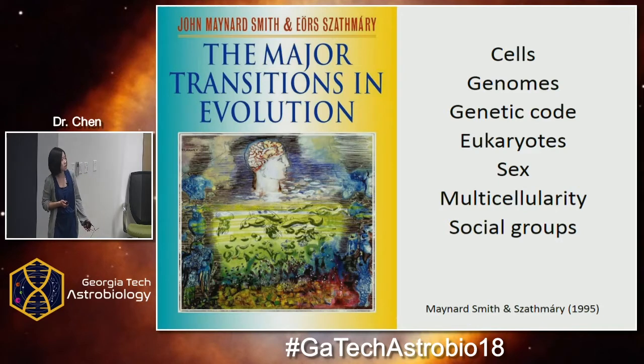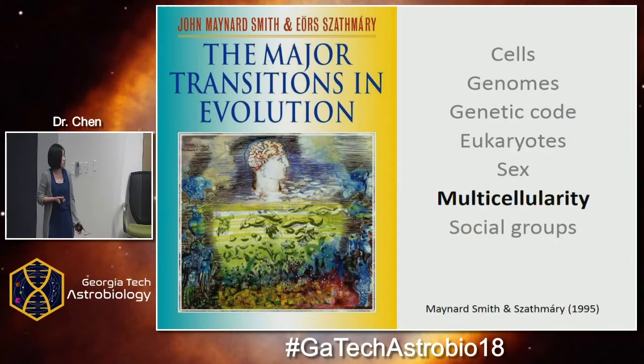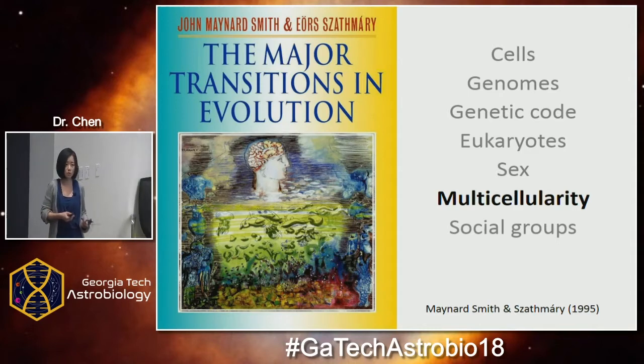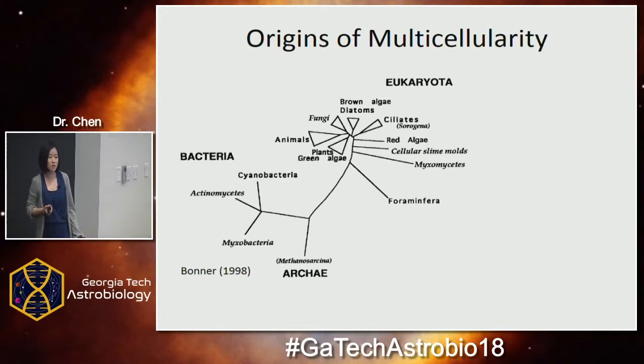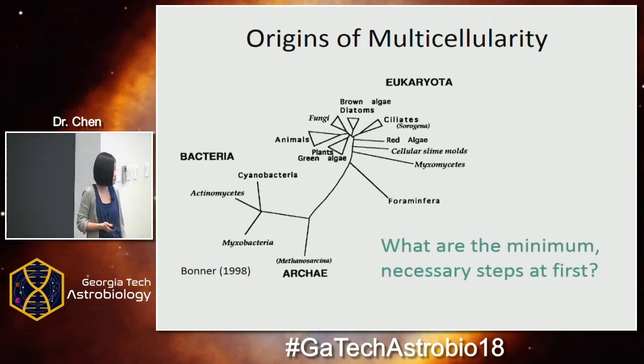Among those transitions, the origin of multicellularity allows opportunities for further complexity to evolve and led to more complex life we see today, like animals and plants. Across the tree of life on Earth, multicellularity has originated independently a number of times. What we want to know is what are the minimum necessary steps that are required at first.